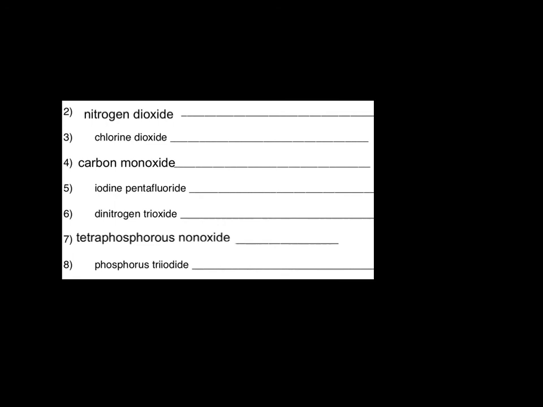Okay, so the first one, nitrogen dioxide. Nitrogen is just N. Di means 2. And oxide is oxygen, so that means NO2. Chlorine dioxide. Okay, chlorine is Cl. Di means 2, and oxygen, so 2 oxygens. Okay, carbon monoxide. Carbon is C. Mono means 1, so that must mean that I just have 1 oxygen, so that's just CO.